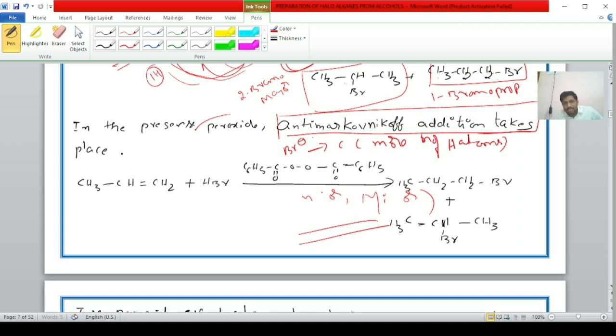This takes place in the presence of peroxide, student. In the presence of peroxide, anti-Markovnikov addition takes place. That is CH3-CH=CH2 plus HBr in the presence of benzoyl peroxide.